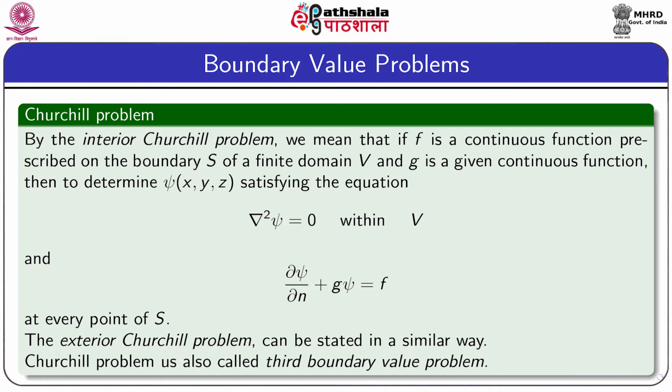So, in case of Churchill problem, the boundary condition is different from the previous cases. When the boundary condition is given in this form, that means on the boundary the sum of the function psi and its normal derivative is defined, then it is called Churchill problem. In the similar way, we can define exterior Churchill problem, and Churchill problem is also called a third boundary value problem.